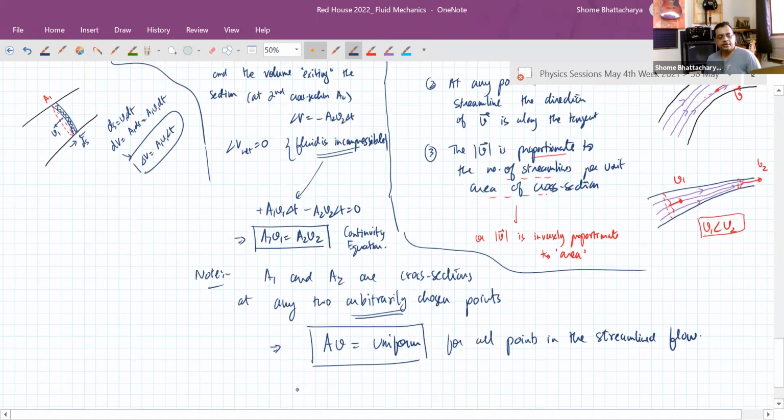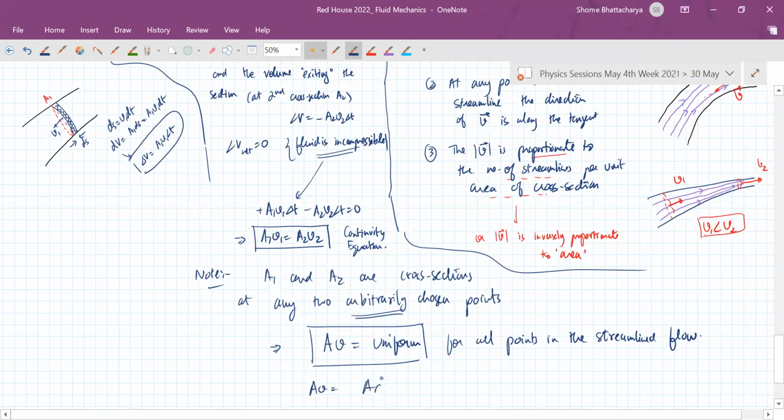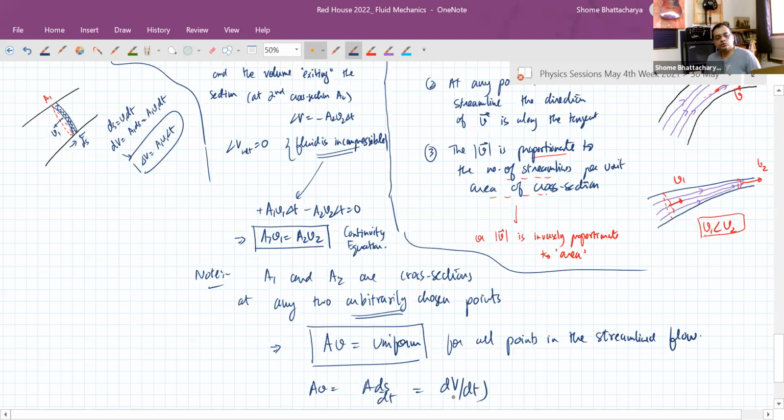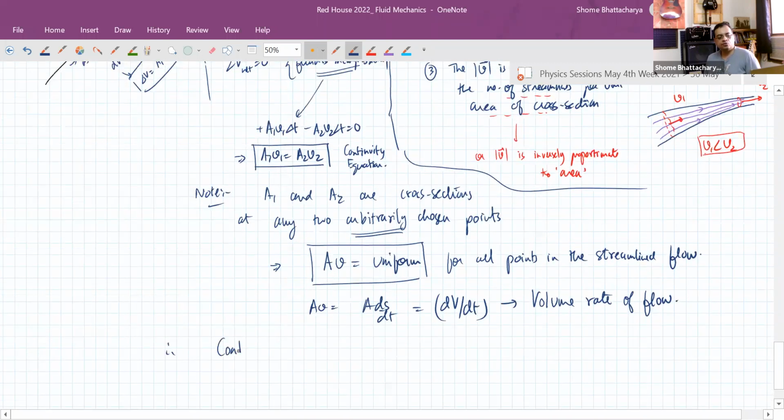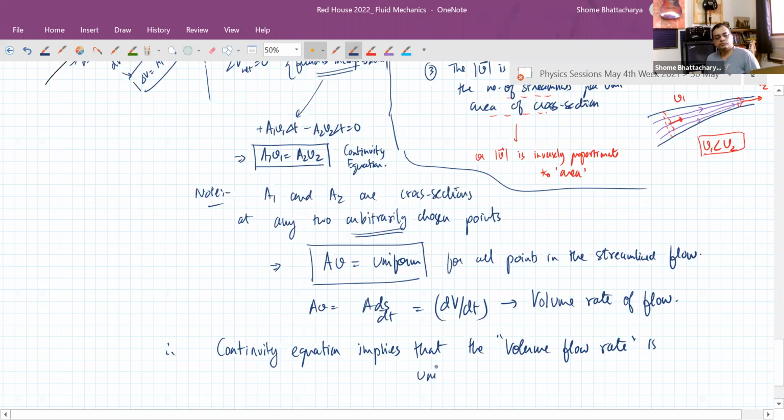Okay, and you will also see that area into velocity is the volume rate of flow. So area into velocity is nothing but what we call volume flow rate. That is the volume of liquid flowing through the streamline motion per unit time. So another way of expressing the continuity equation in words is that the volume flow rate is uniform throughout the motion. At any cross section within the pipeline of flow, the volume per unit time which is flowing through is uniform.